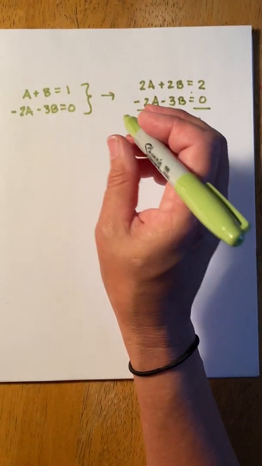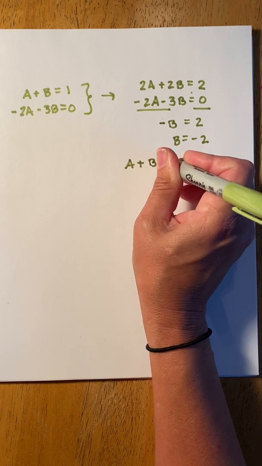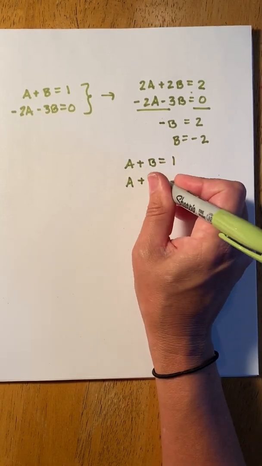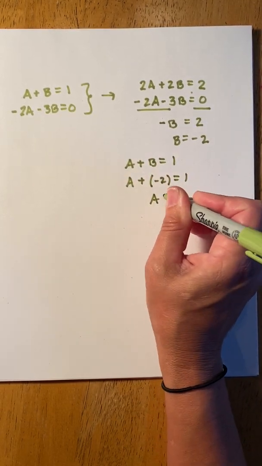Now we're going to plug that back in. A plus b equals 1. So a plus negative 2 equals 1. So a equals 3.